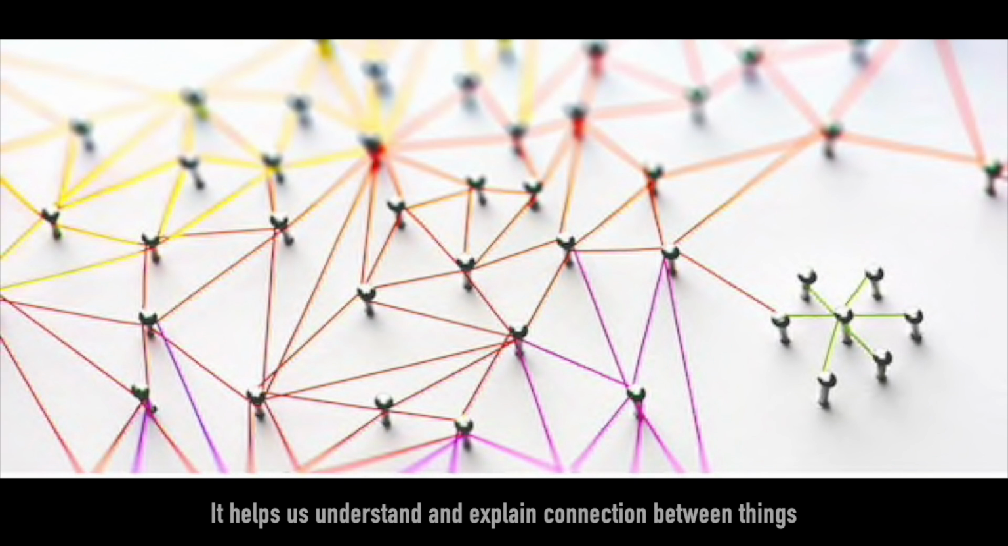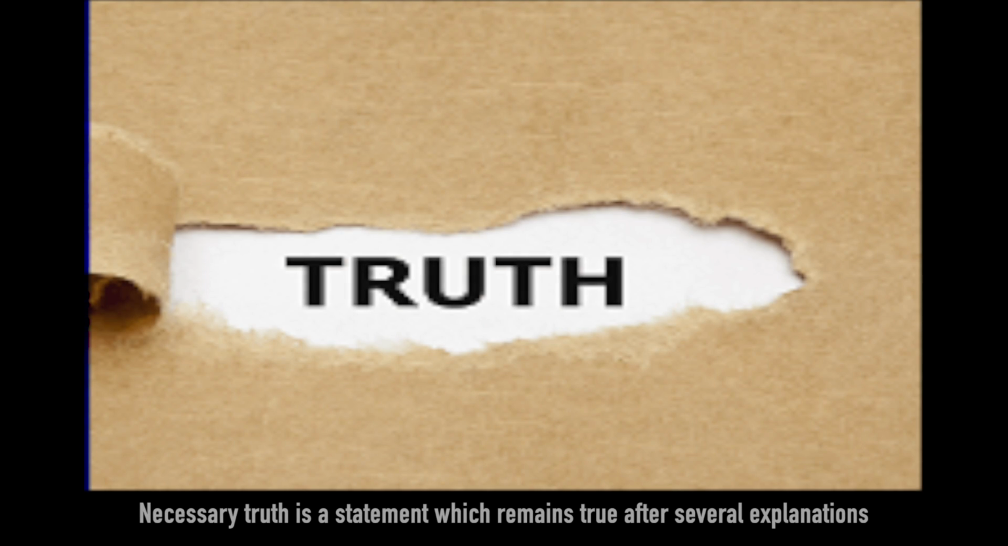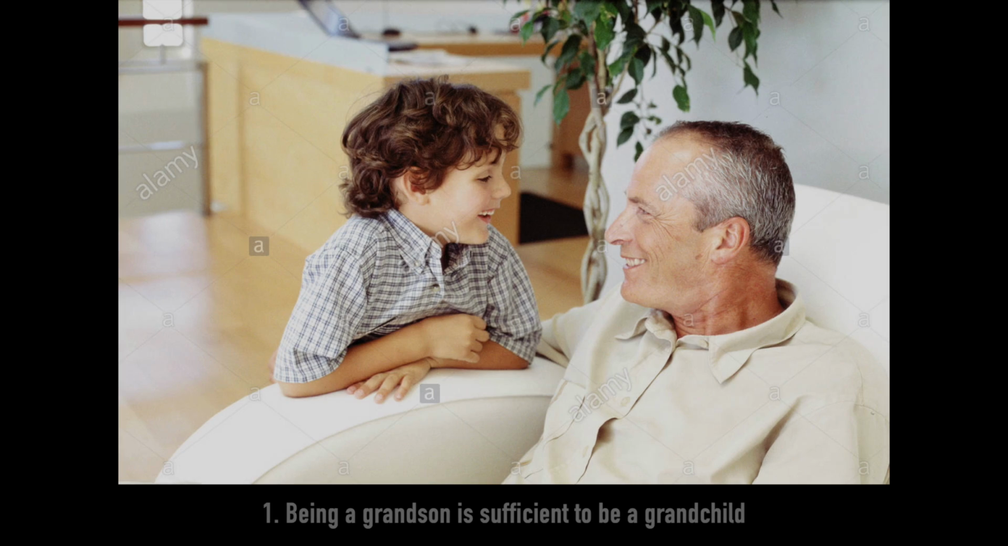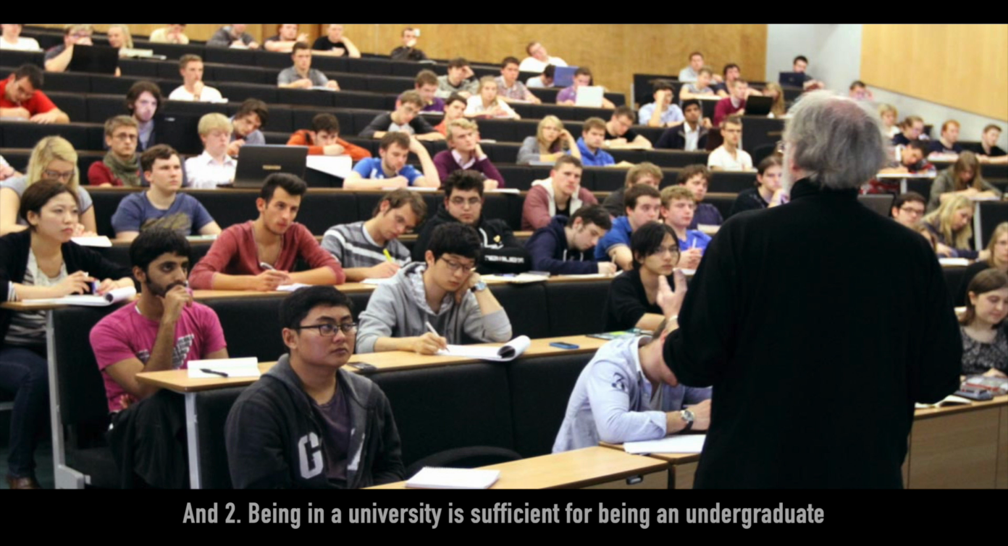My name is Emefa Ameyibo. It helps us understand and then explain connection between things. Necessary truth is a statement which remains true after several explanations, whilst necessary falsehood is a proposition false in a possible world. Examples are: 1. Being a grandson is sufficient to be a grandchild, and then being in the university is sufficient for being an undergraduate.